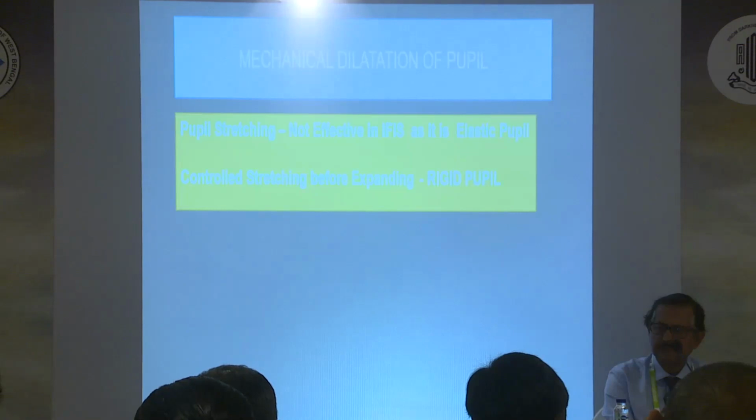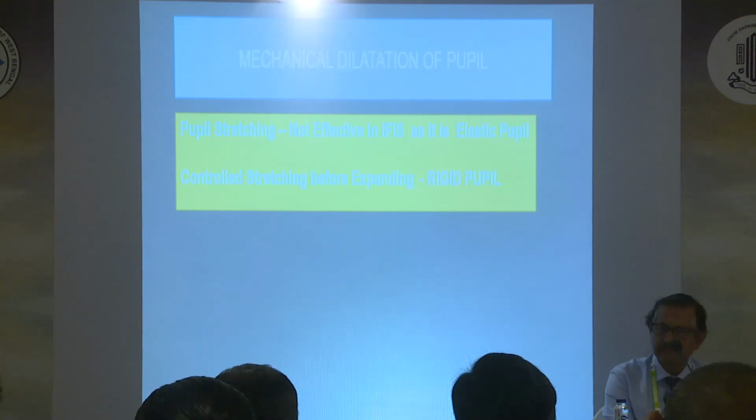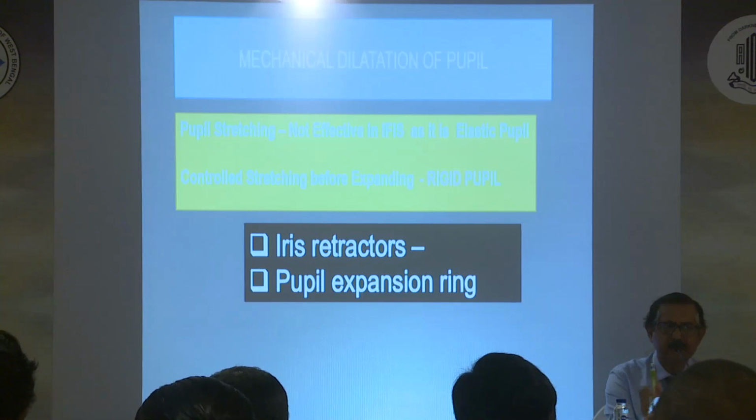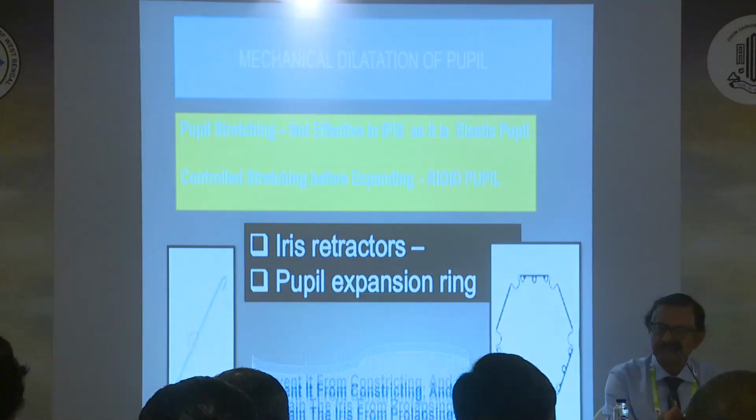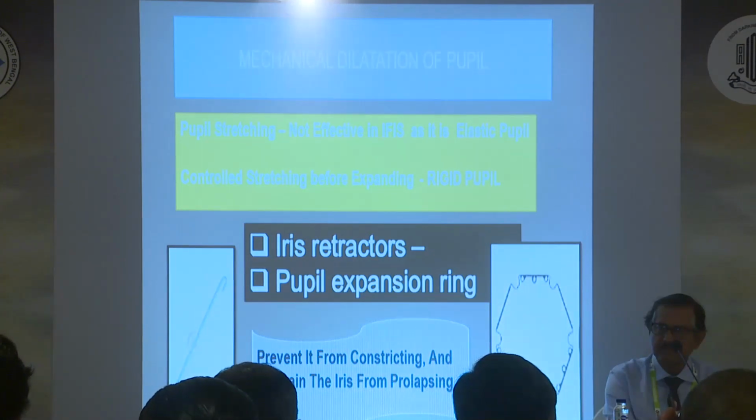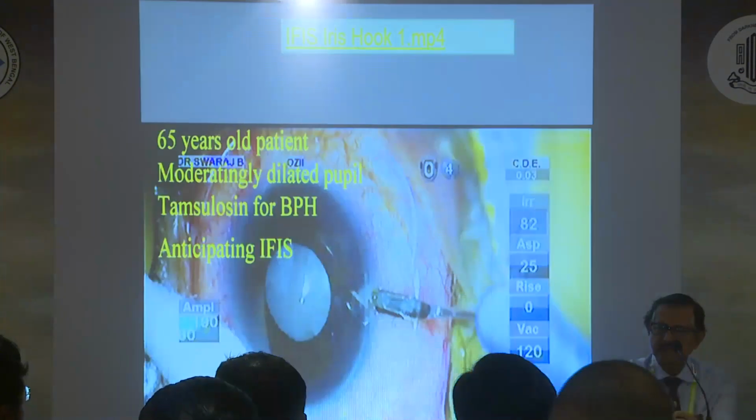Mechanical dilatation of the pupil by pupil stretching is not effective in IFIS as it is an elastic pupil, while controlled stretching is done before expanding in case of a rigid pupil. Iris retractors and pupil expansion rings prevent the pupil from constricting and restrain the iris from prolapsing.